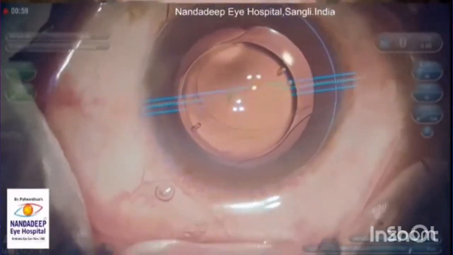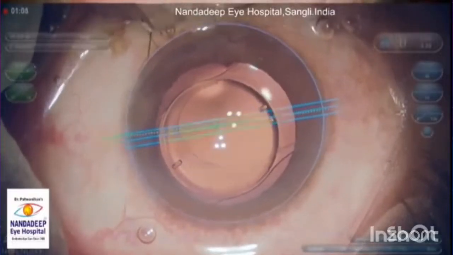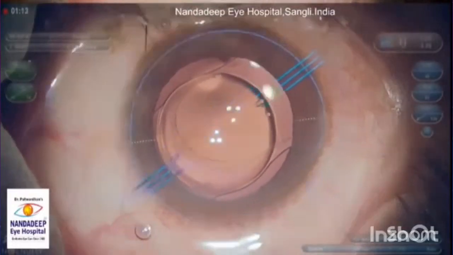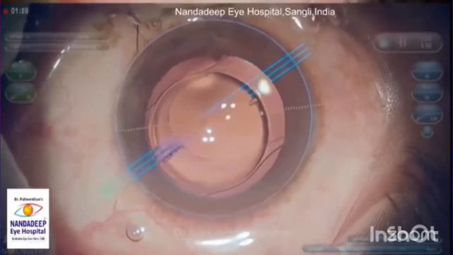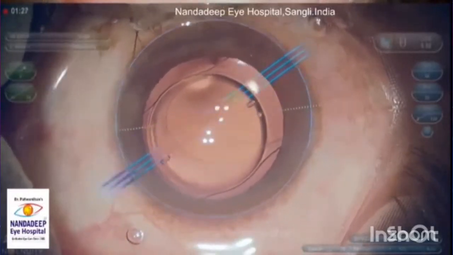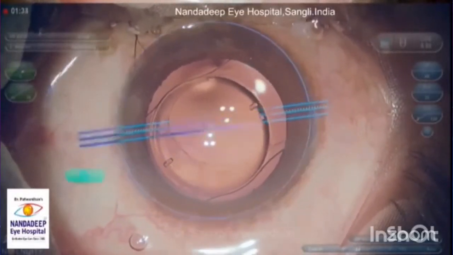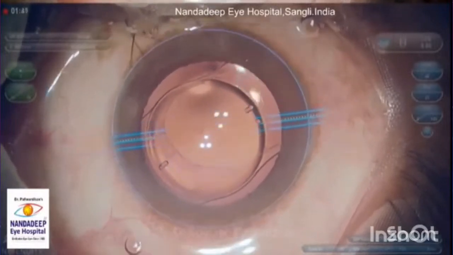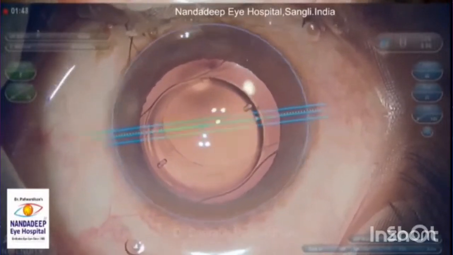So this is the video of IOL realignment. As you can see, the blue lines basically are the Callisto system, which is showing the orientation of the axis, the corrected orientation of the axis.